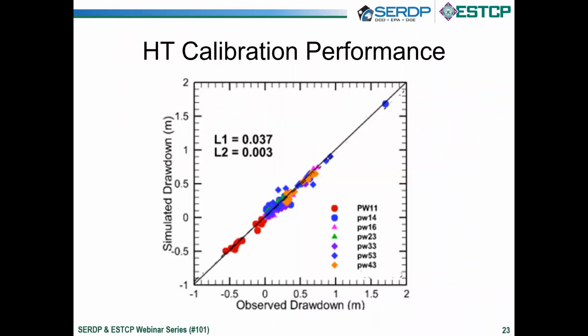This one shows the information when we calibrate the hydraulic tomography model. We use a subset of the collected data. In this case, we use 7 pumping tests to calibrate the model, and then use the result to look at the response for the rest of the tests as a validation. So this one shows a comparison of the simulated drawdown through the hydraulic tomography model versus the observed drawdown during the pumping test. And it shows a very good comparison.